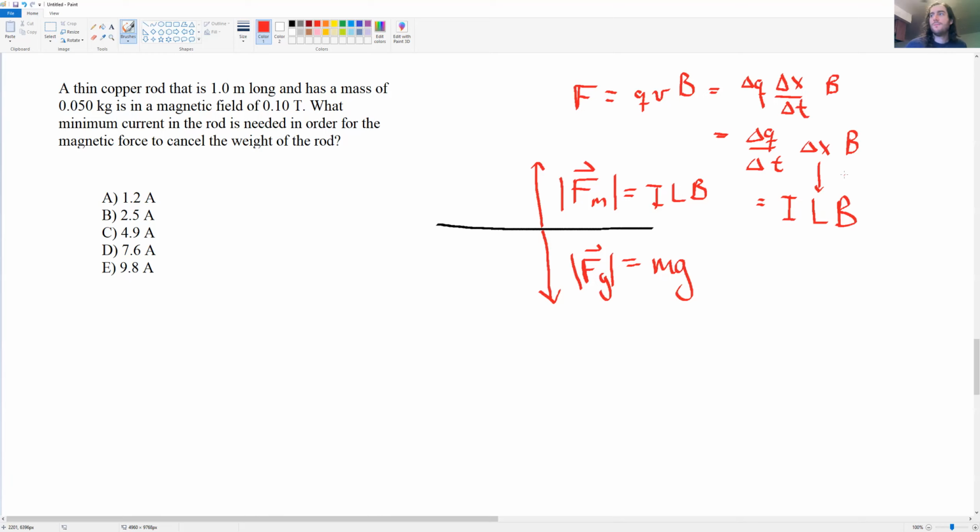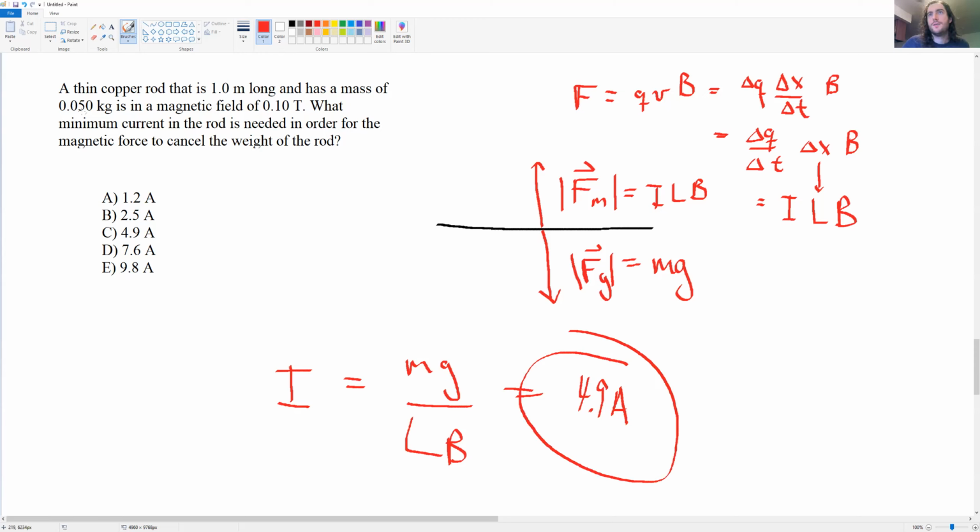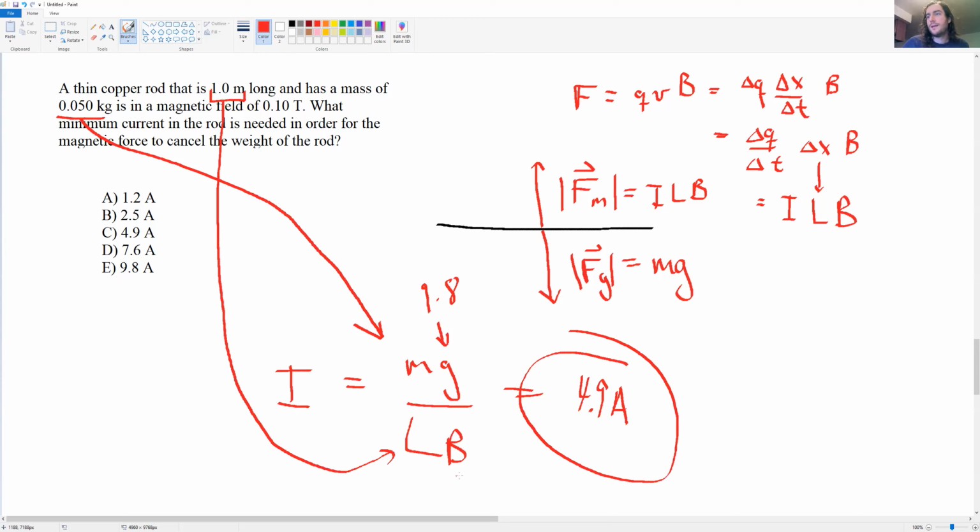Okay, so you want to set these two equal to each other and solve for I, right? So I is equal to mg over LB. And when you plug in all the numbers here, you get 4.9 amps. Just plug in the information. g is 9.8, and L was given as 1 meter here. Magnetic field is 0.1 Tesla.